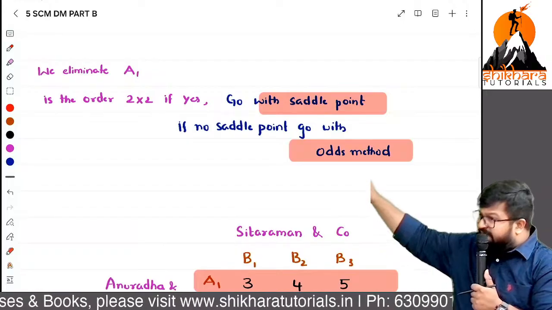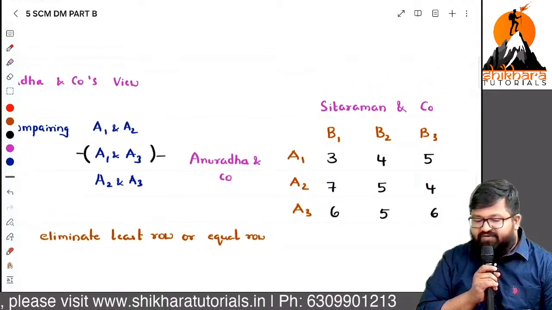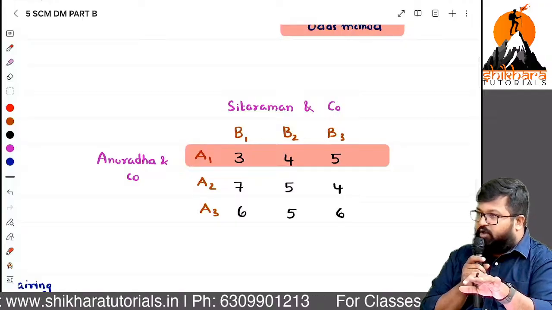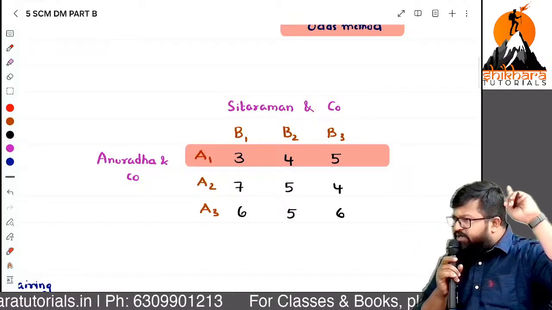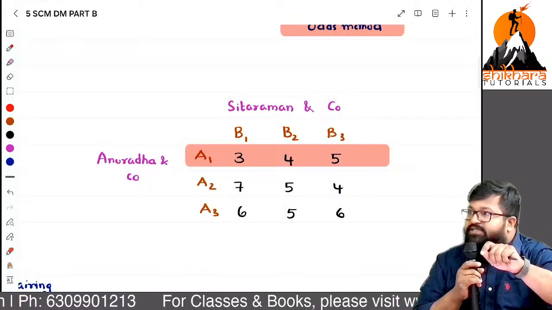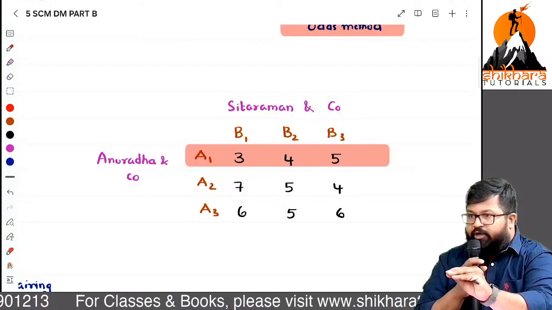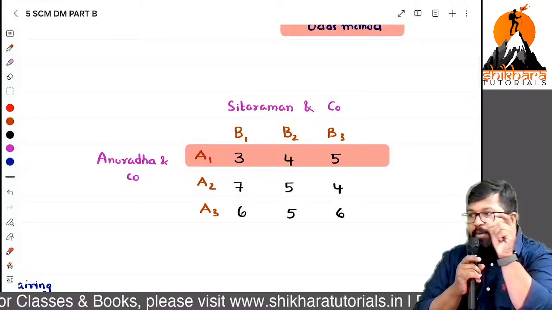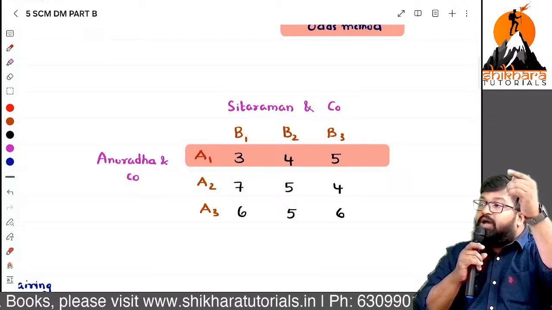Okay. Sir, for example, I have done the A1 operation. Once the A1 operation is done, if I reach a 2 by 2 matrix, oh sorry, I'm repeating again, ma. Which point is eliminated, sir? What is the order of the matrix, sir? 2 by 3. If the order of the matrix is 2 by 2, then you can apply the saddle point. What is the logic there, ma? Minimax is equal to maximin. Answer done. If it is not equal, go with the odds method.